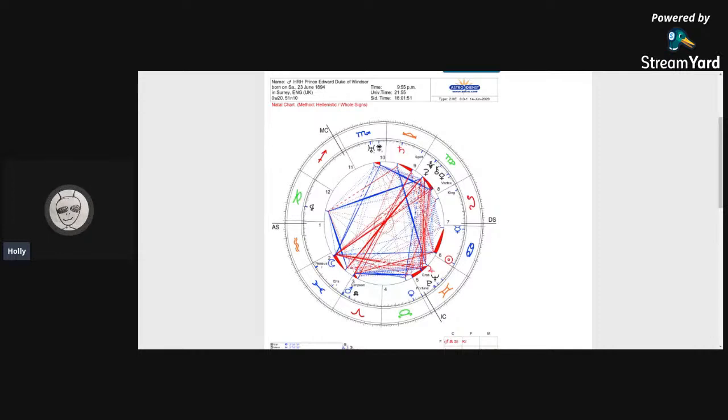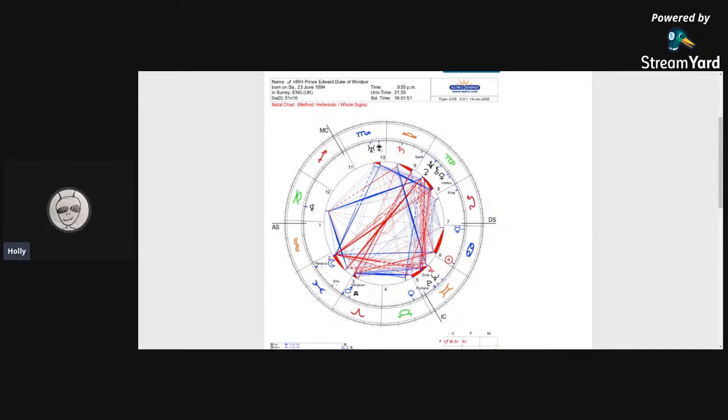And as I'm a student of Hellenistic astrology, as I practice, I often look at the charts of known figures who have very well documented biographies to see how the natal chart and the transits match up with the known biography of the individual. So here we have Prince Edward's natal chart. He was born on the 23rd of June, 1894 in Surrey in the United Kingdom. He was the son of King George V and his wife, Queen Mary.